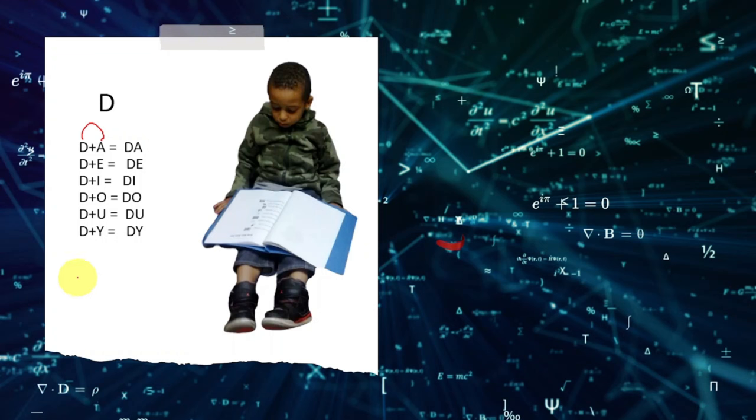So, for example, you combine M plus this, it's gonna give us this. When you combine this plus A, it gives us, like in English, ma. Do, re, mi, fa, sol, la, si, do. Something like that. But in this case, when we combine it, we say mi.